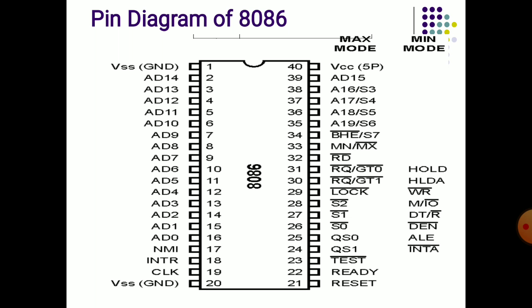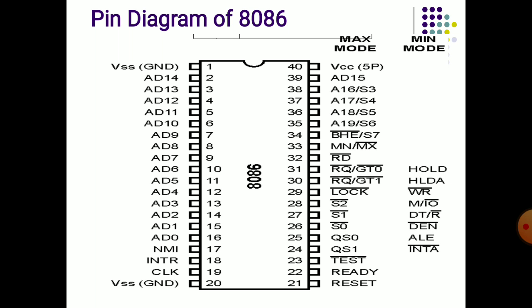Now I am going to explain the common pins. Common pins are what? That is reset, ready, and test. This test pin is dedicated for the 8087 coprocessor. So if you want to access the 8087 coprocessor, this test pin will be an active low input, right? And reset and ready. Reset is mainly used to reset the entire system, the entire 8086 microprocessor. And ready is used to indicate the system status, whether the system is ready or not. So that is the ready signal, right?